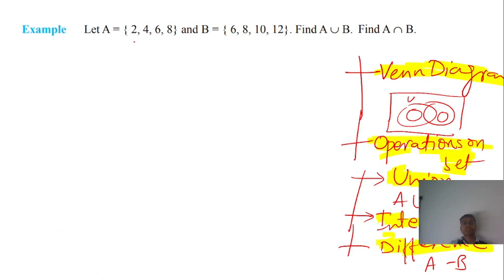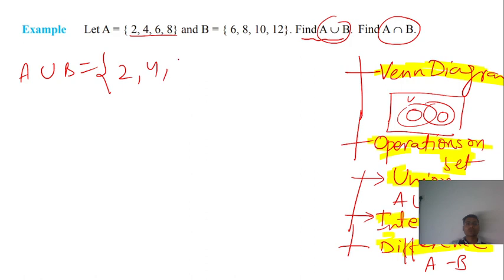Coming to this question, we have to find A union B and A intersection B. In A union B you write all the elements of A: 2, 4, 6, 8, and then write all the elements of B. As you have already written 6 and 8, you don't write them again, so you write 10 and 12. So this is A union B.